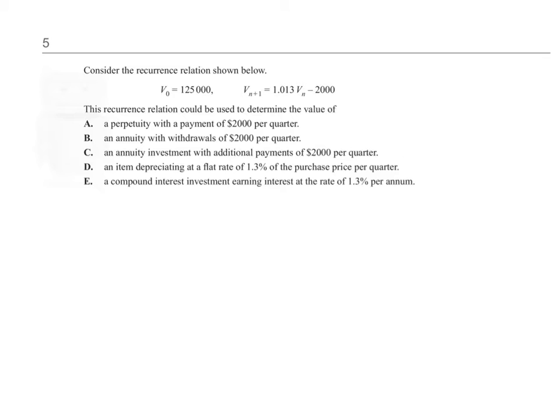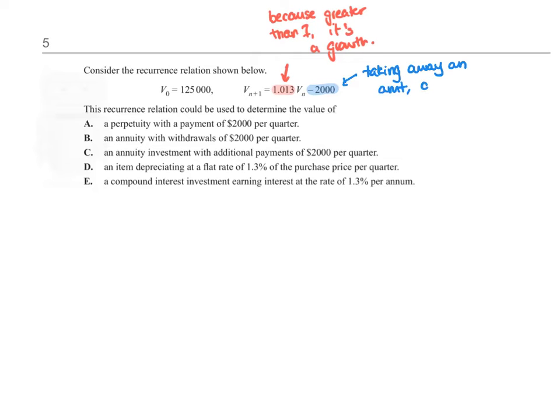All right, so consider the recurrence relation here. This recurrence relation could be used to determine the value of. So what we're going to do is have a look at things. When you see this bit, because this number is greater than 1, it's a growth thing. Yeah, it's growth. Okay, but if you look at this little bit, when you're taking away an amount, well, that's a decaying thing.